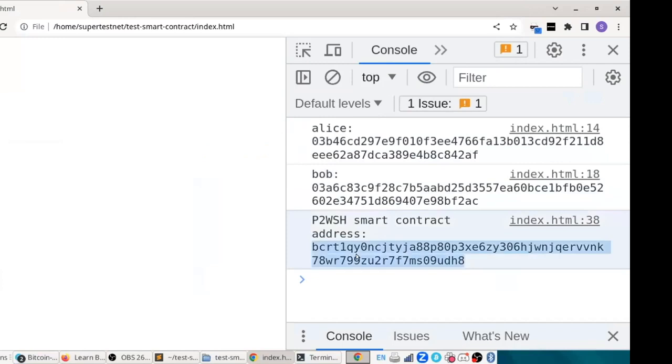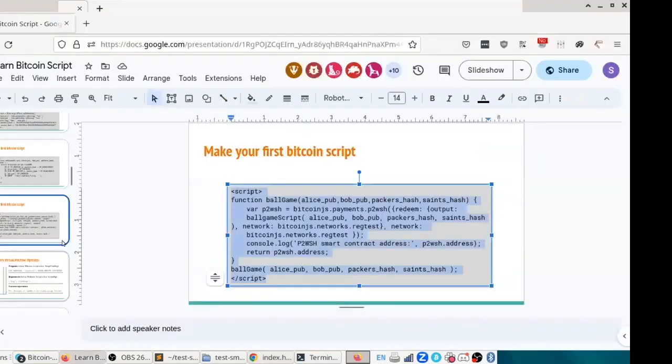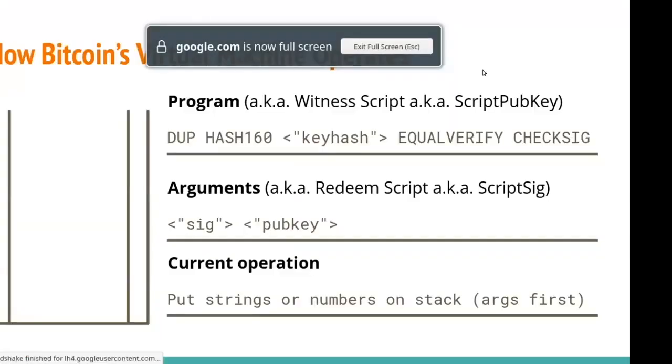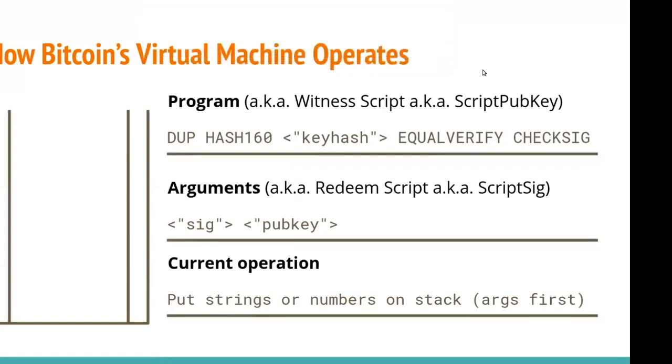Okay, so we're about to send some money to this, but I want to go over how Bitcoin's stack works. Before we actually run this program, I want to show you a visual representation of Bitcoin's virtual machine and how it operates. Okay, so this over here, I think of it as a bucket. This is actually a stack though, and we're going to take items from the arguments section, pop them into the stack, and then run our program on them. But the virtual machine has a set of operations that it uses.